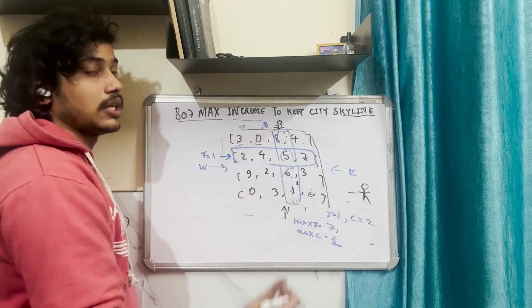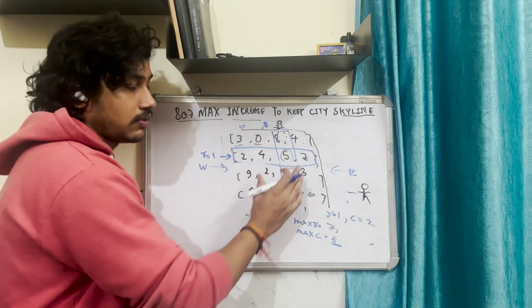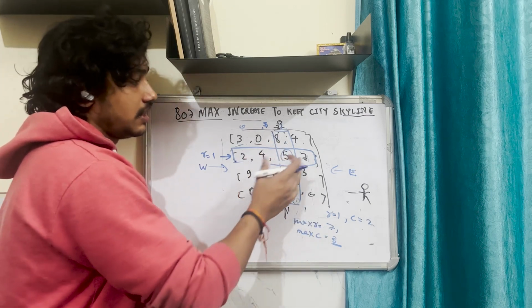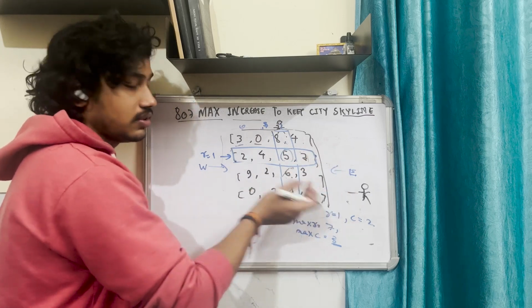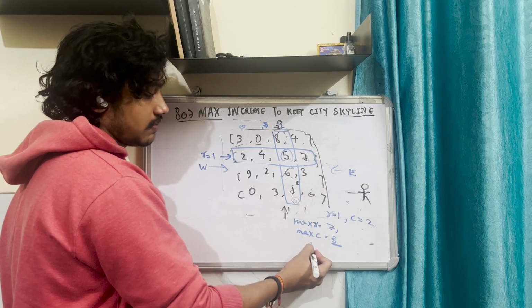I hope you are able to visualize 7. So you can have 8 also, 7 also. But if you have 8, you won't be able to see from west and east, you will disturb the skyline. So basically you'll choose the minimum, which will be 7.